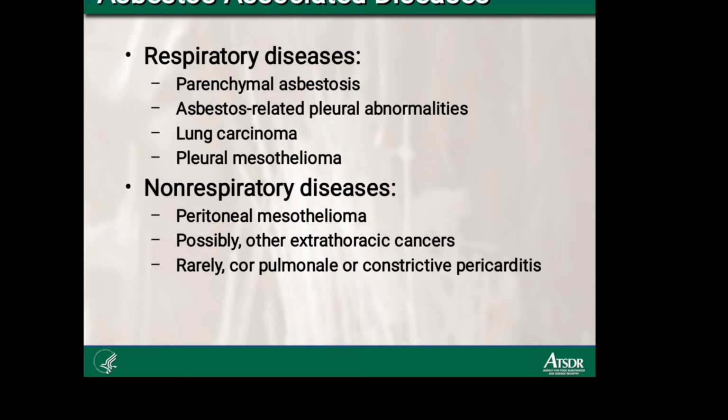Now, asbestos-associated diseases we're gonna see. One of them is respiratory disease, and the other is non-respiratory. If we talk about respiratory disease, we have parenchymal asbestosis, asbestos-related pleural abnormalities, lung carcinoma, and pleural mesothelioma. Now, non-respiratory diseases are peritoneal mesothelioma, possibly other extrathoracic cancers, and rarely cor pulmonale or constrictive pericarditis.